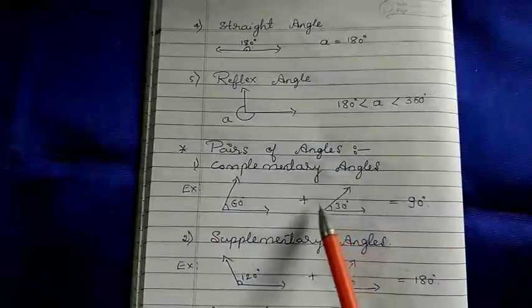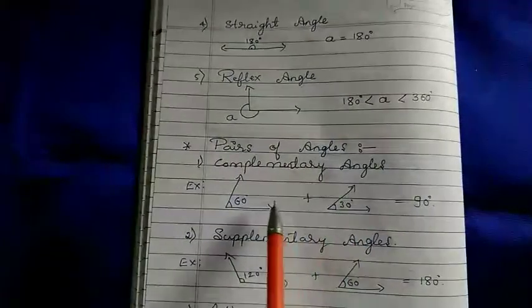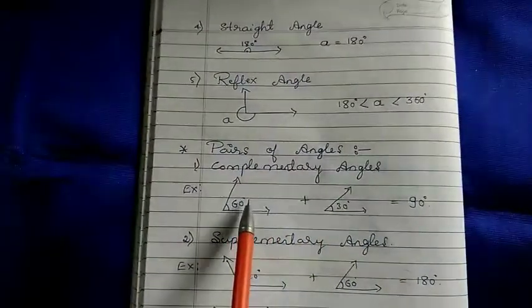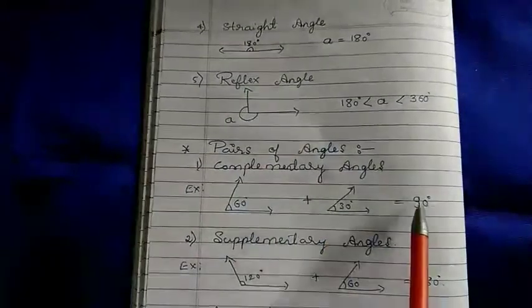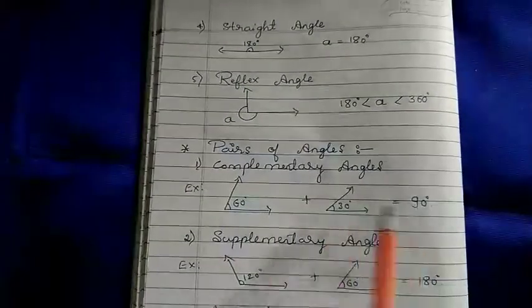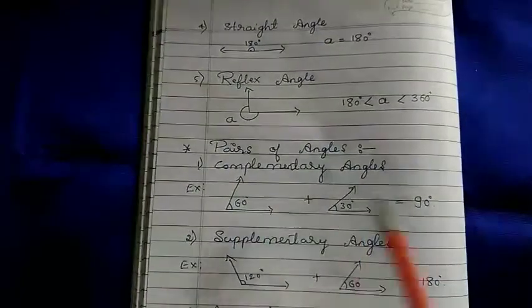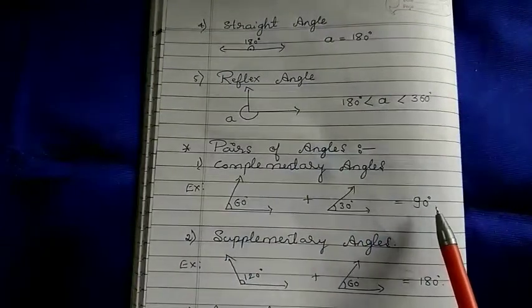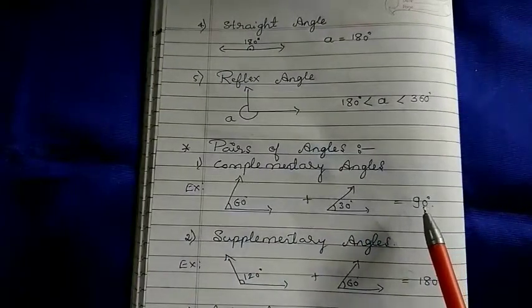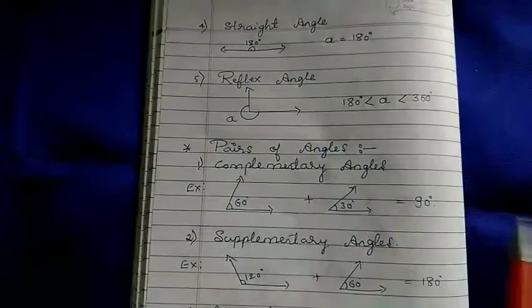And you can give some more examples. 70 degree plus 20 degree is also 90 degree. 45 degree plus 45 degree is also 90 degree. So they are also examples of complementary angles.